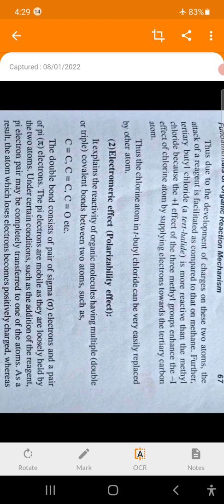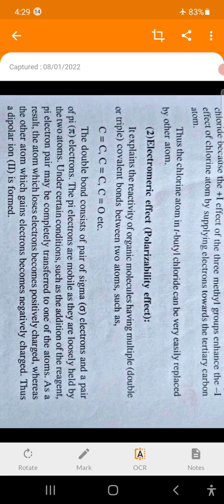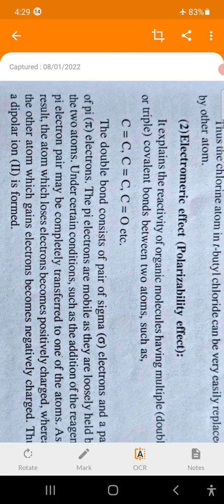Then the next effect, the second type of effect, is the electromeric effect. We will discuss this in the next lecture.